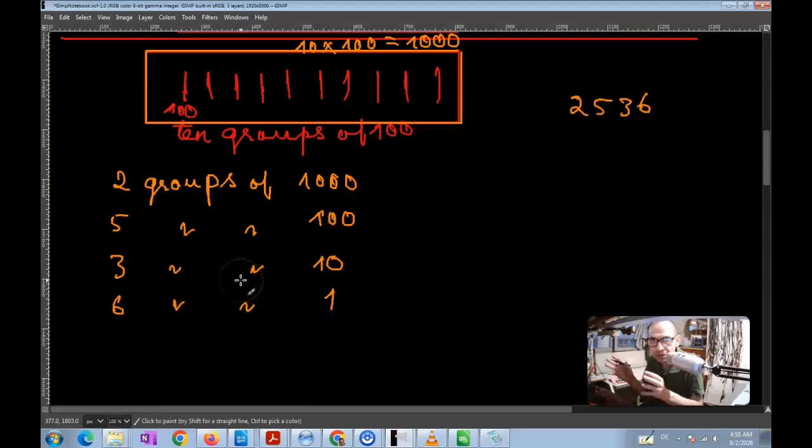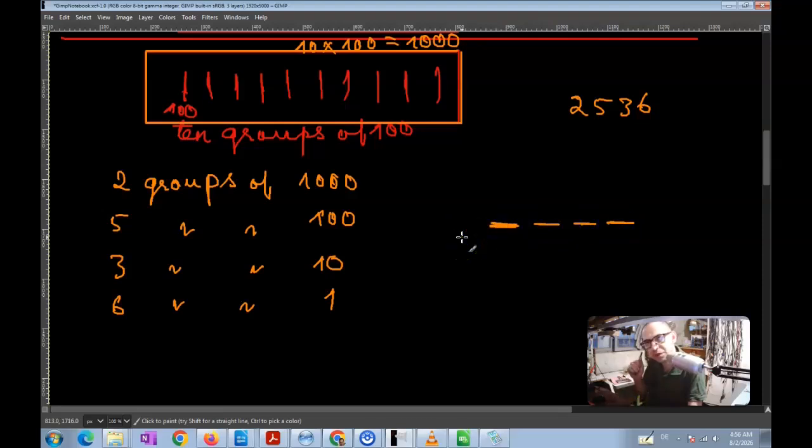So now I do the grouping of everything, and then I count all the groups that I have put together, and I see that I have two groups of thousands. I have five groups of hundreds, I have three groups of 10, and I have six groups of 1, right?